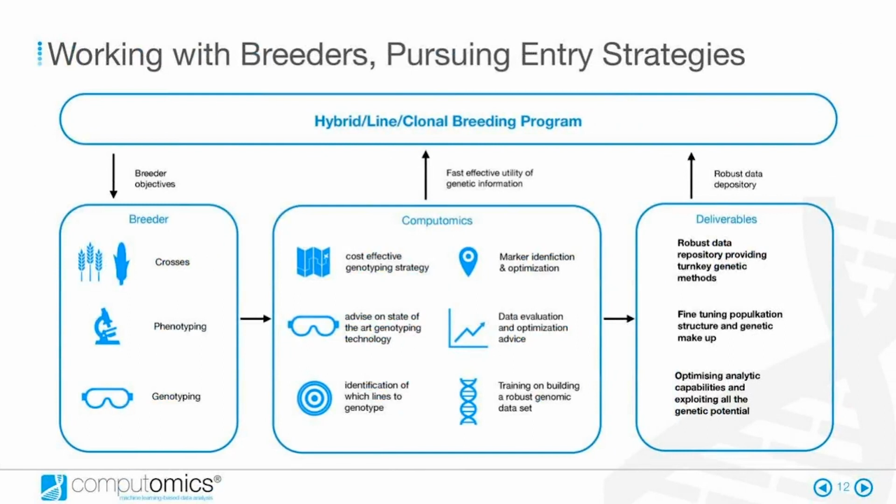This slide provides a visual overview of how we start to work with breeders to create the most suitable data sets. On the left, the breeders supply their knowledge, expertise, and any existing data. The Computomics team identify which lines to genotype and the best genotyping technology, and also on creating the most cost-effective phenotyping models, which enable consistent, accurate predictions each cycle.